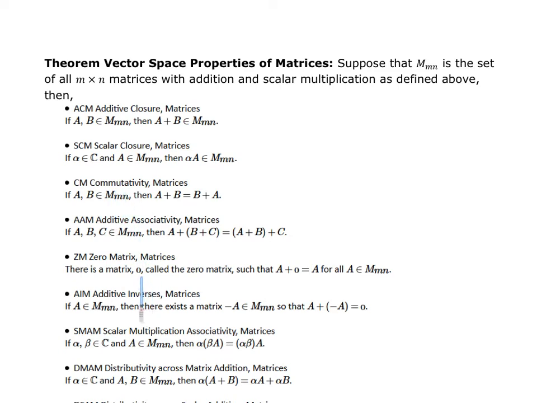We also know that if we add the 0 matrix to any matrix, I get exactly what I started out with. We also have the additive inverse: if I take matrix A and add to it the negative matrix A, I will get the 0 matrix.